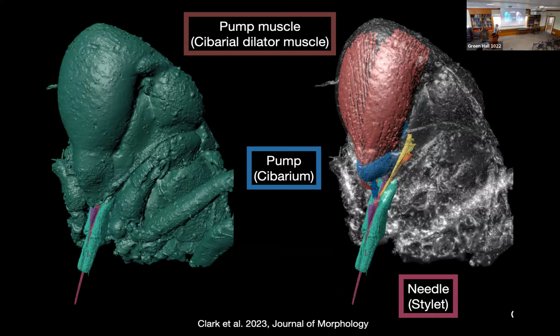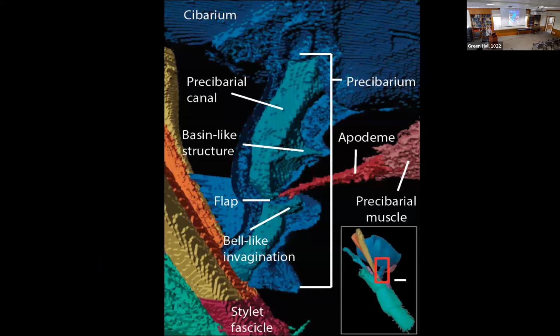So this here, if I move around, is that bad for the zoom, by the way? Okay. So this is a pump called a cibarium that opens and closes. They stick their little needle into the plant, and then they open and close this pump to pull sap up the stylet and then into their esophagus. And this giant muscle here that takes up most of their head is what's powering the pump to open and close. It's a super powerful muscle, which is really cool.